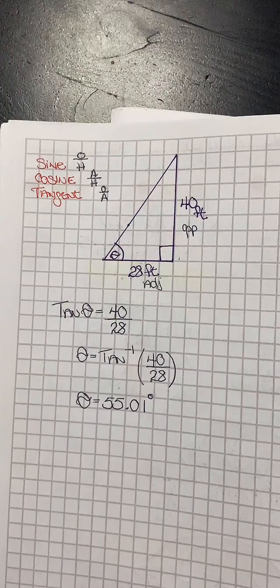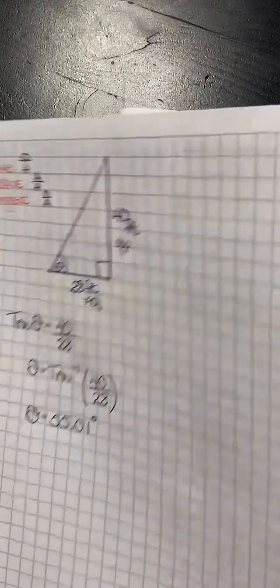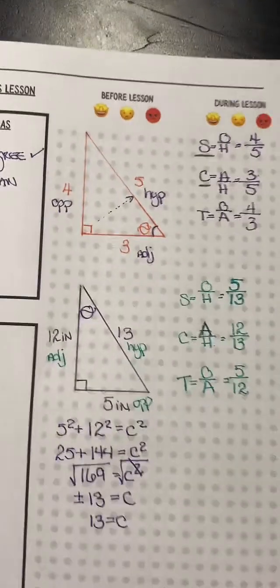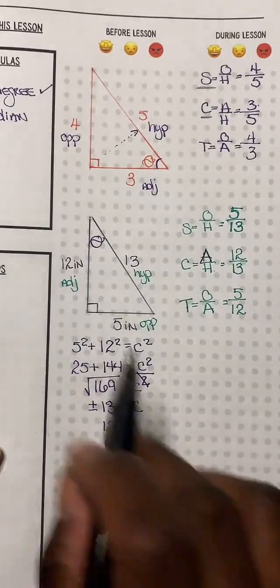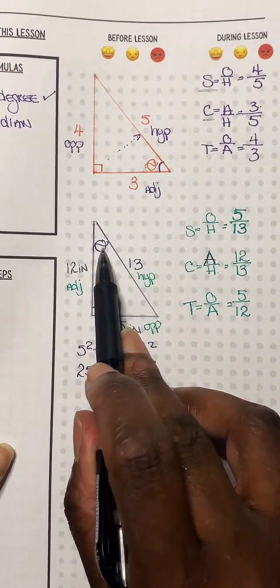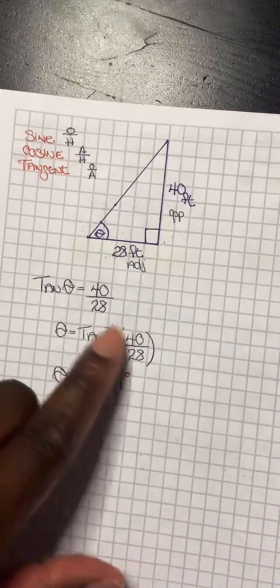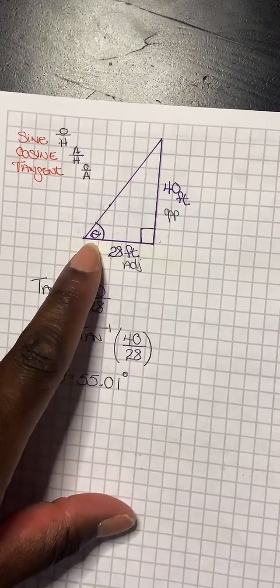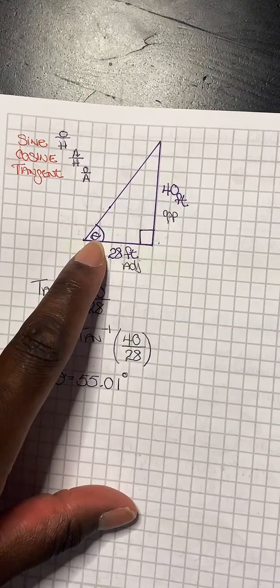Why was it opposite on the last one, but not one here? Why was opposite... okay. Because if you notice, my theta was up top, whereas the other one, my theta was down here. It's all based on where theta is. You always look for the angle measure.